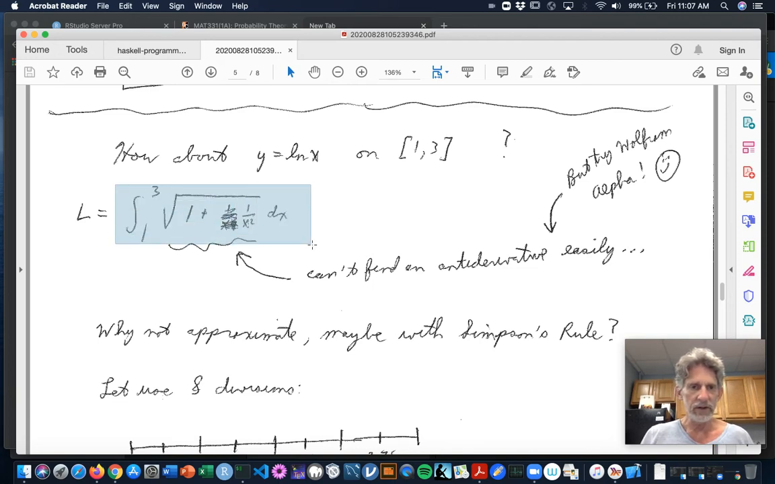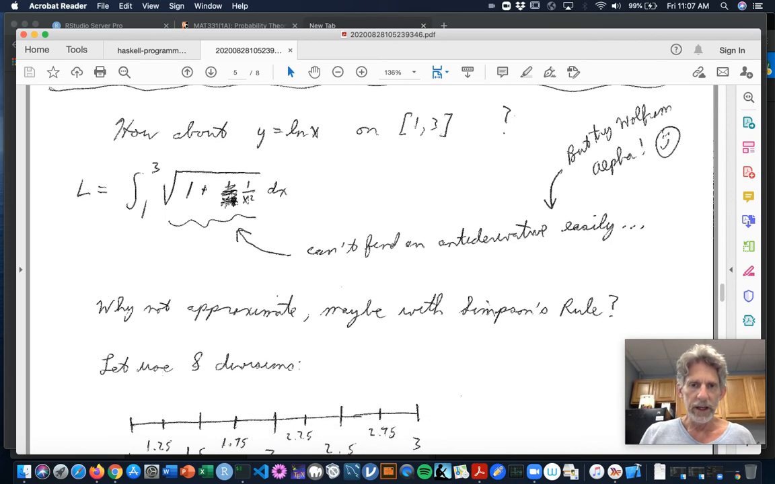So it turns out to be this expression here, because the derivative of log of x is 1 over x, so we got a 1 over x quantity squared there. And we cannot easily find an antiderivative for this. Try that function on Wolfram Alpha, and it will give you an answer. I think it involves imaginary numbers at some point. So it doesn't give you a form that's easy to work with.